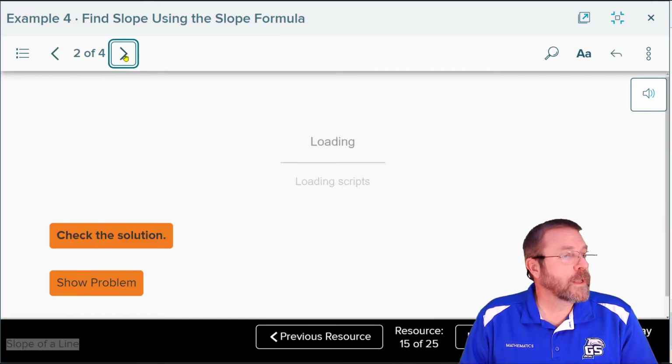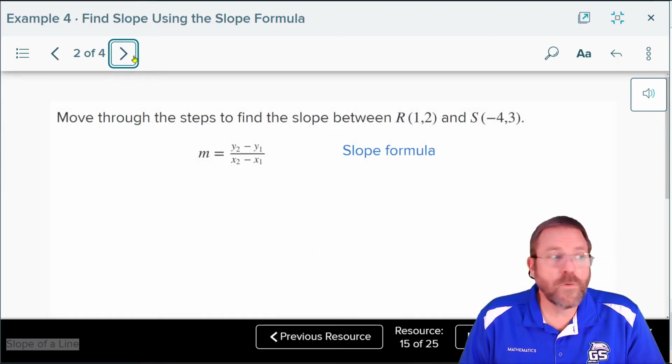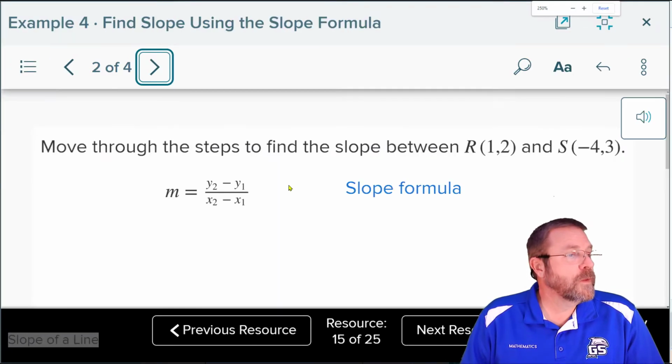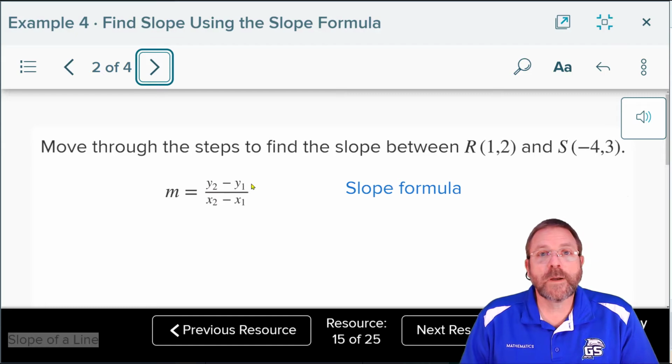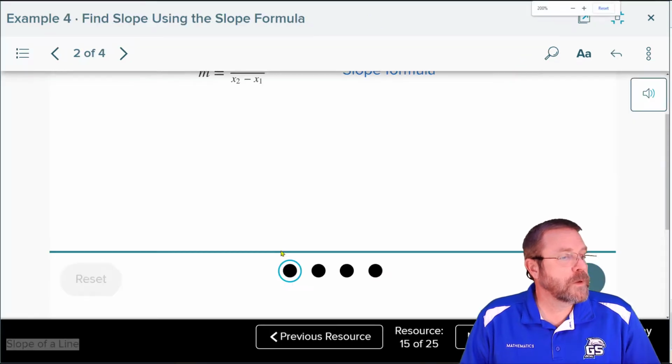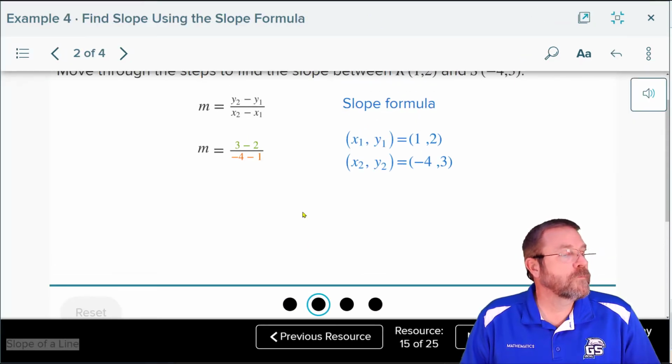So first thing they're going to have to do is, of course, write their formula. And the formula you can see they've used is y sub 2 minus y sub 1 divided by x sub 2 minus x sub 1. From here, the next thing that they're going to do is substitute in values.